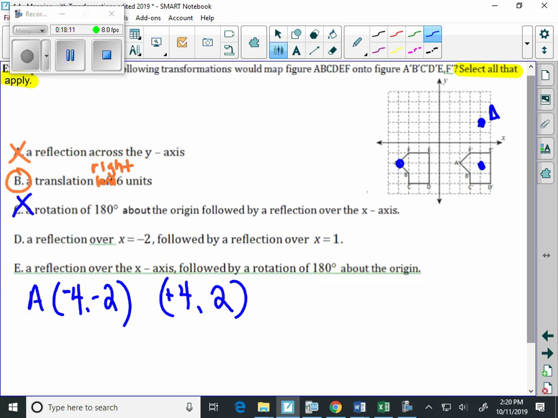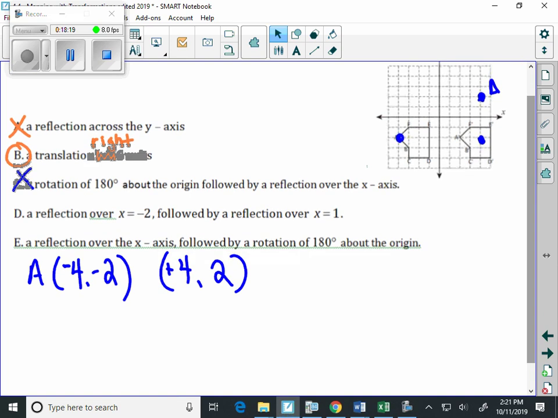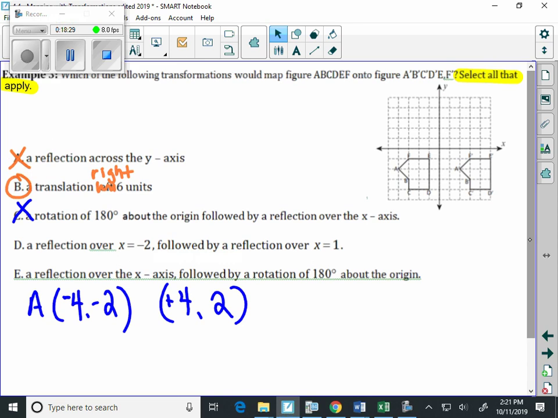But again, because this is select all that apply, we have to keep working through these. So our next value, and again I'm going to erase, is a reflection over x equals -2. So our line x equals -2 is going to be this line here.